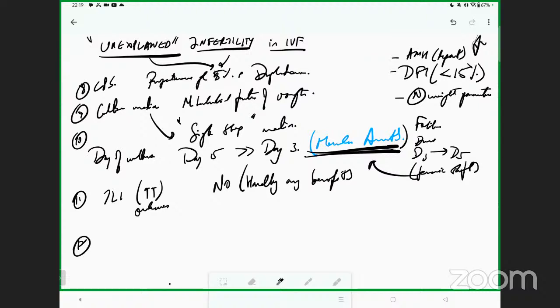12. Is there anything which you can do separately in the culture system? The answer is, it is believed that in patients with unexplained infertility, embryos kept in co-culture will do better than embryos kept in isolated culture. Though scientific evidence may be variable, this is the thing.